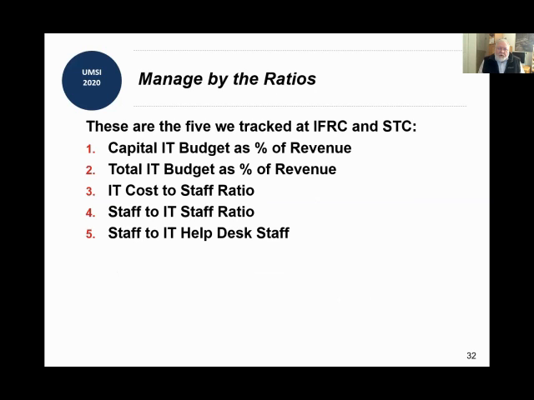Now, there are a few key ratios that we focus on. So at the International Red Cross and at Save the Children, we looked at these 5 ratios, which was, what was the capital IT budget as a percentage of revenue, the total IT budget as a percent of revenue, what was the IT cost to staff. So if you take the total IT budget and divide it by the number of staff in the organization, what are we paying for IT per person, in other words?